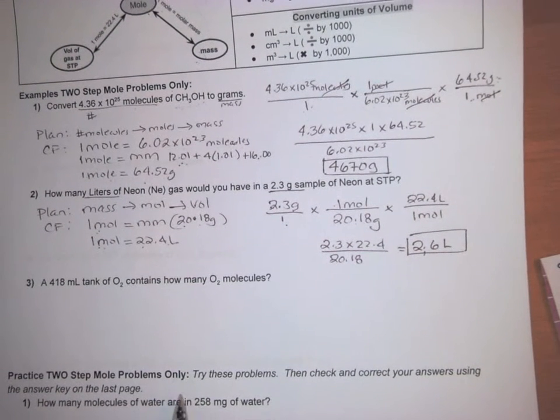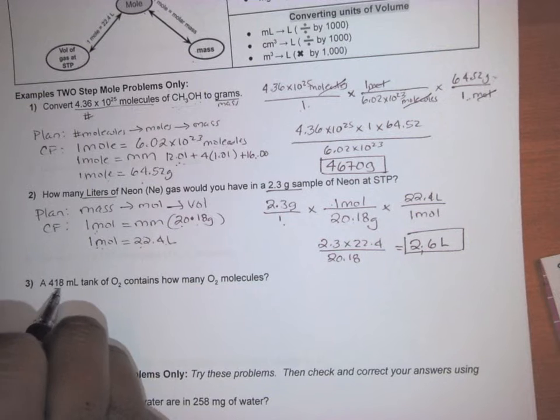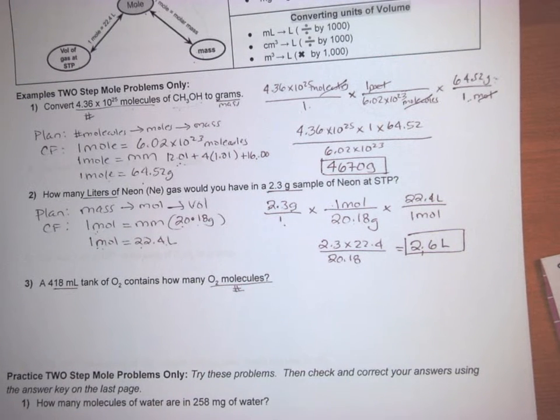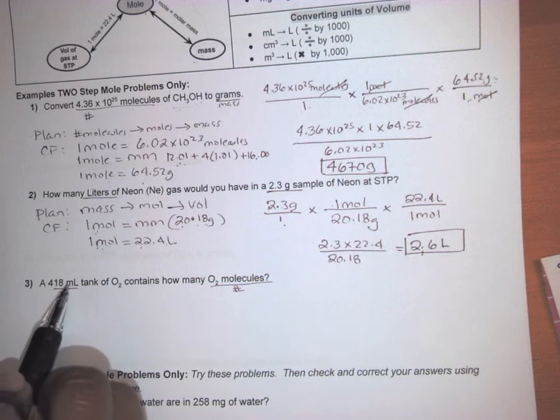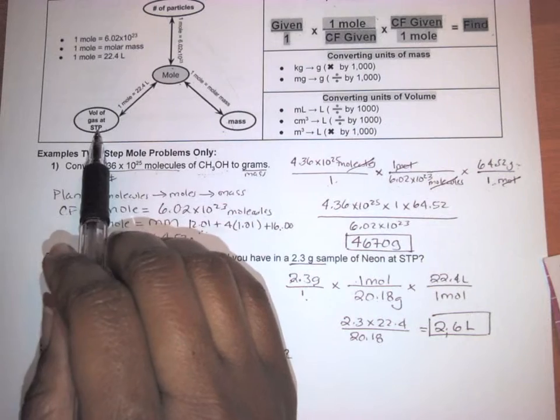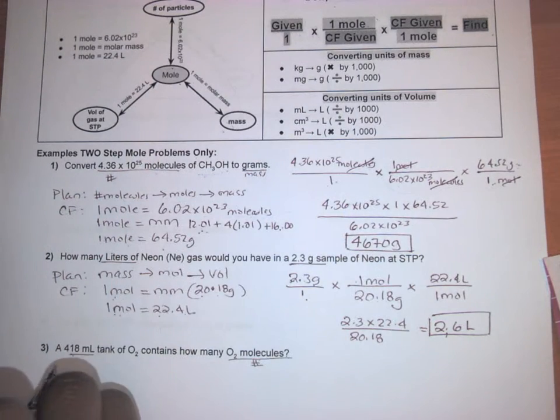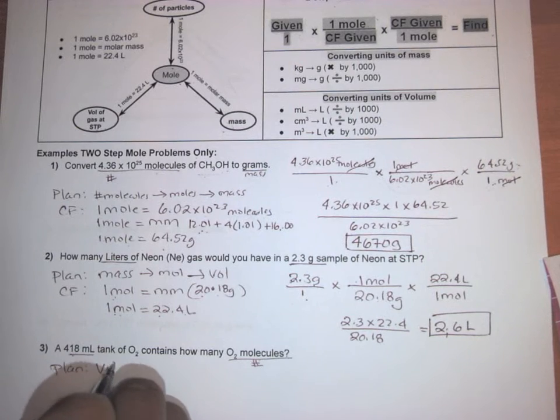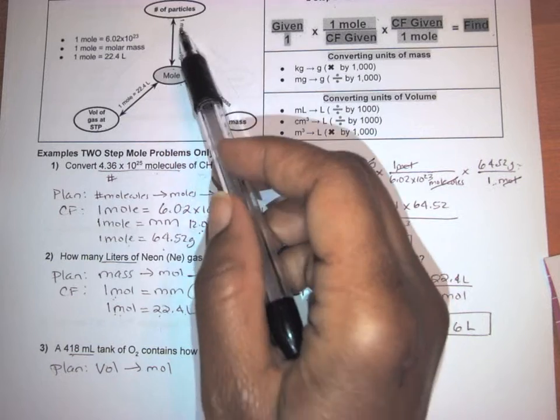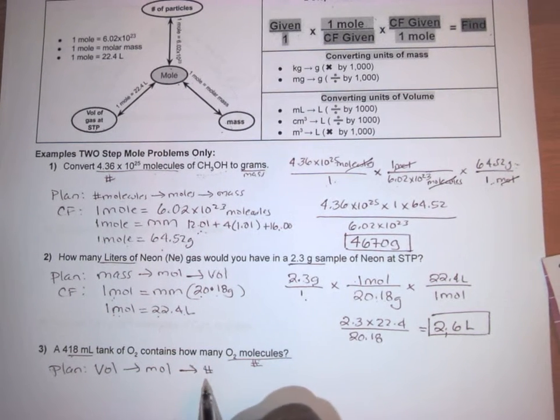Okay, last problem. A 418 milliliter tank of oxygen contains how many O2 molecules, right? So we are trying to go from a volume, it's in milliliters, but we're going from volume to number of molecules. So from here, I want to get to here. So to do that, I go from volume to moles, and then from moles to number of particles. Notice you always have to pass through moles. That's the central unit of conversion.